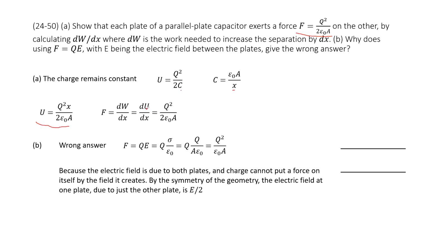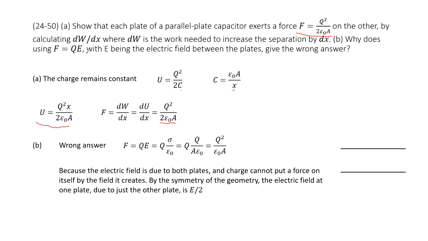Then how can you do this by energy? You can see, you input the U inside, do dU with dx, and you get the answer there. U is there, right? And then the next one: why does using F equals QE give the wrong answer?